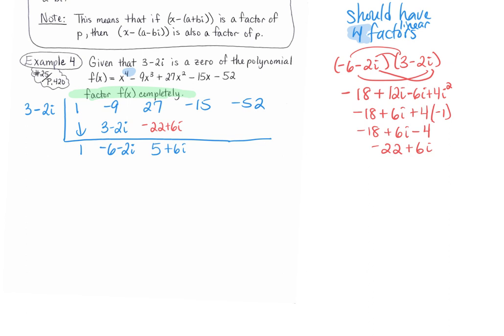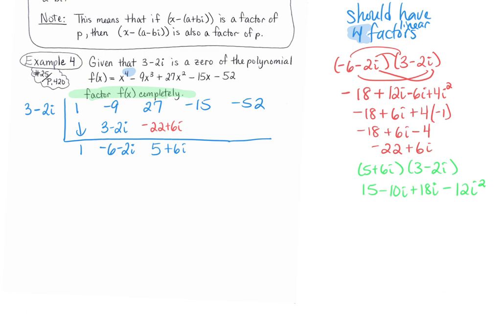So then 5 plus 6i times what? 3 minus 2i. Go ahead and walk me through it. First, outer, inner, last. 15 minus 10i plus 18i, and then minus 12i squared. Remember, i times i is i squared, so be careful.